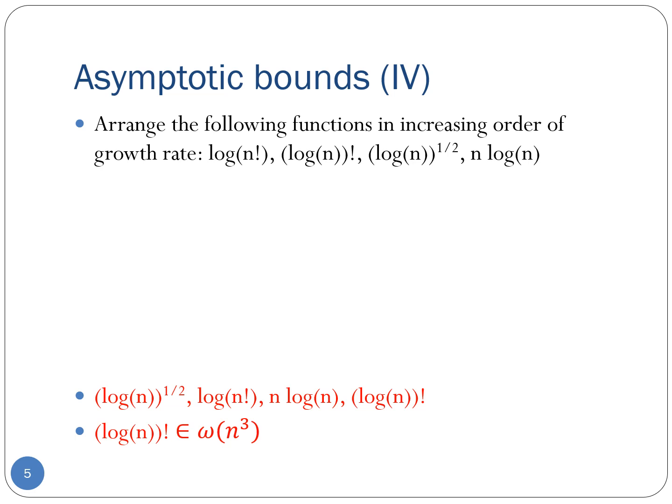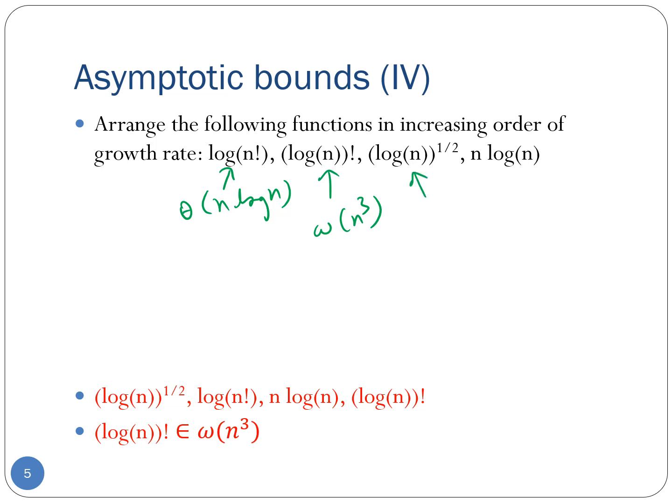Alright, so this problem is asking us to arrange the given functions in increasing order of growth rate, right? So the function with the smallest growth rate should go first and so forth. So notice that log of n factorial, we know that this is theta of n log n. Log n factorial, this is actually omega of n cube, right? So little omega, so this actually grows faster than n cube.